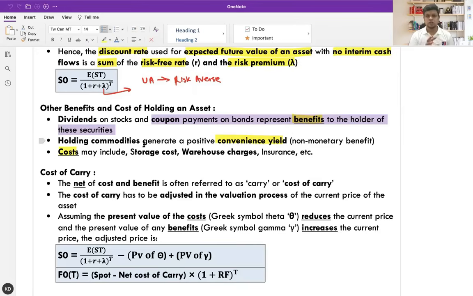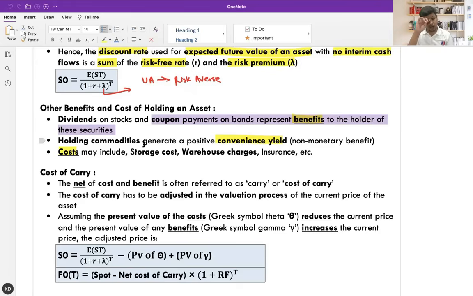Yes. So all in all, there are some advantages of holding the asset in the spot, and then there are some disadvantages in the form of storage cost. Clear? The net of this cost and benefit is called cost of carry. Cost of carry is the cost of holding the asset.